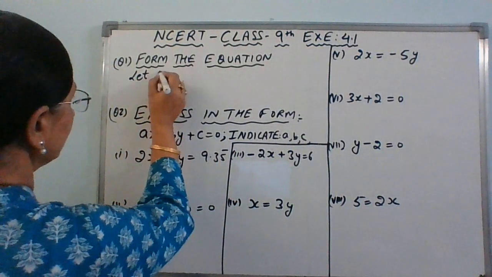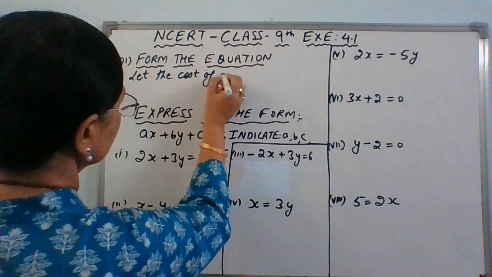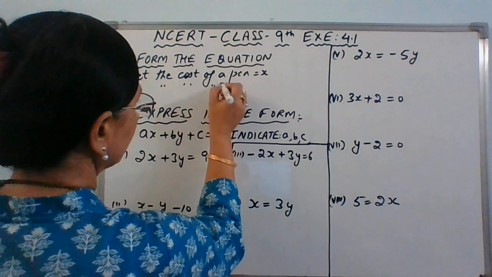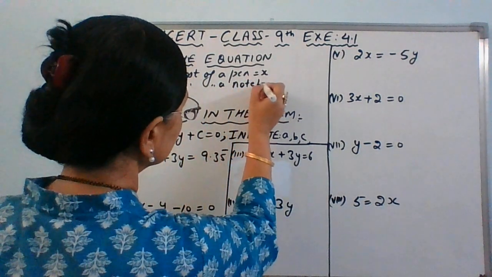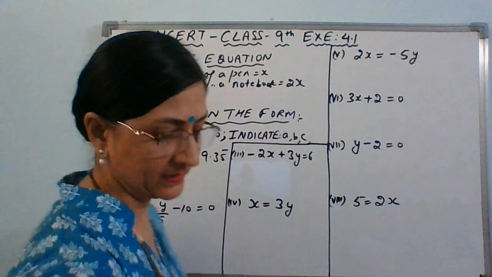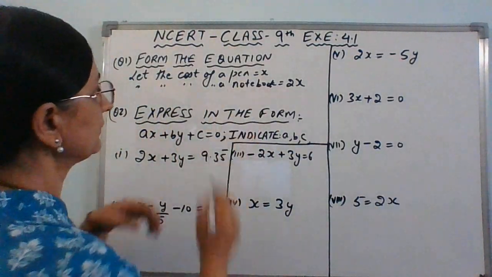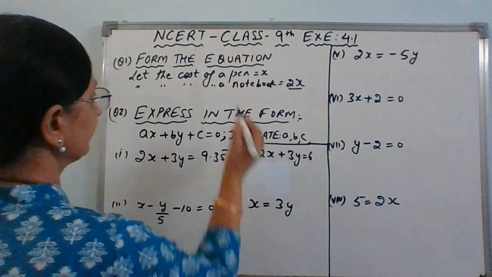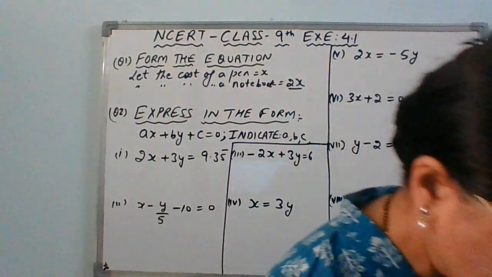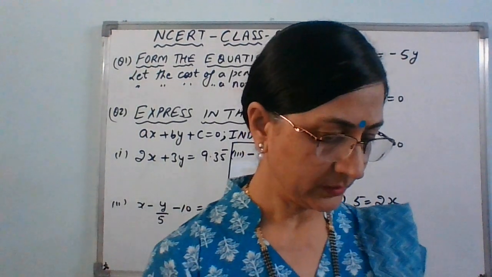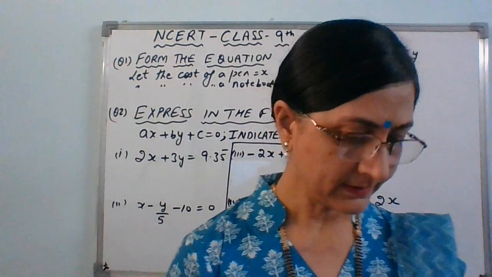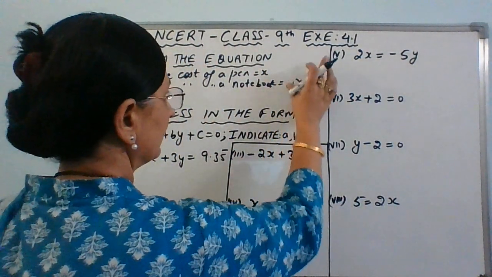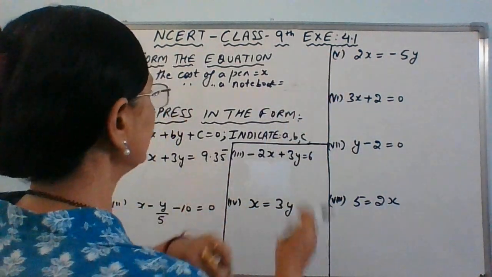Let the cost of a pen be x, then the cost of the notebook is double the cost of a pen. It will be 2x. Now we have to form the equation. The question is to write a linear equation in two variables to represent this statement. Now here we'll take another variable. We'll not do it with a single variable, we'll do it with two variables.